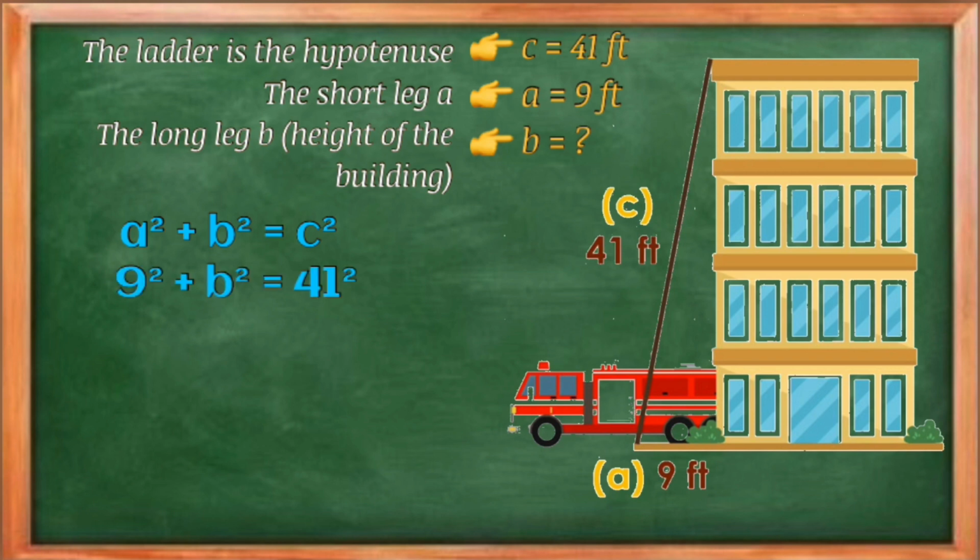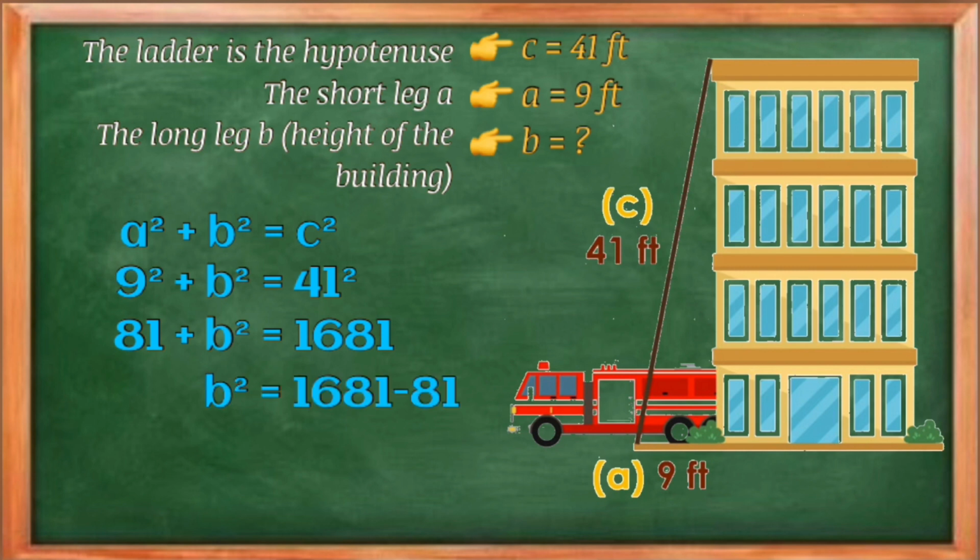So we have here now 9 squared plus B squared is equal to 41 squared. 9 squared is 81. B squared is the same, unknown, is equal to 41 squared is 1,681. Transpose 81 on the other side of the equation. So we have here now B squared is equal to 1,681 minus 81. 1,681 minus 81 is 1,600.